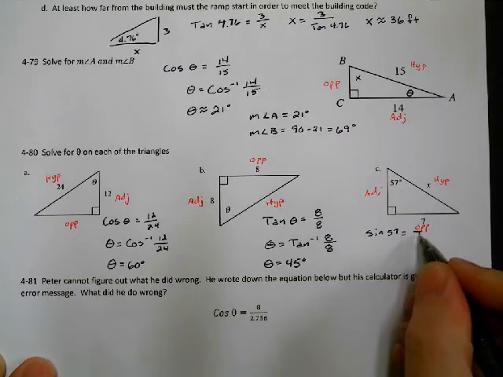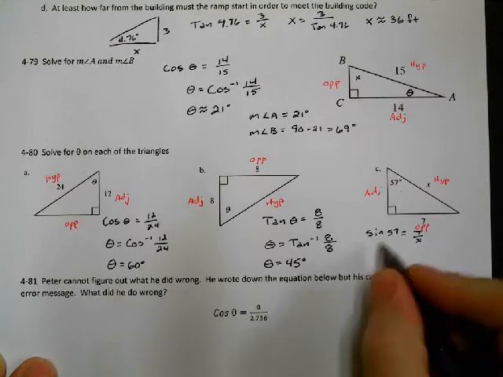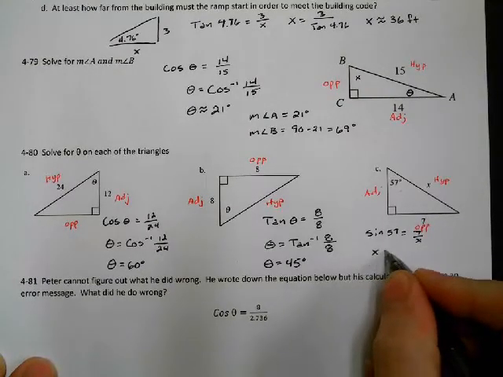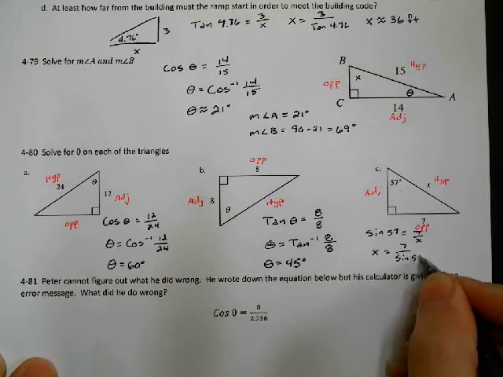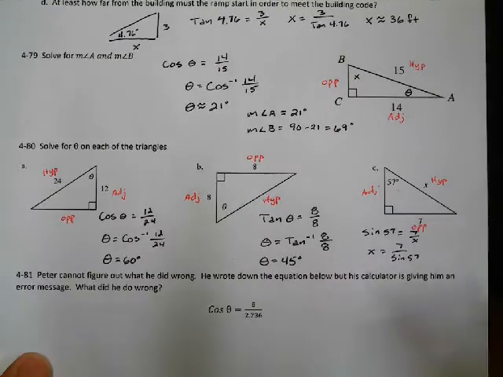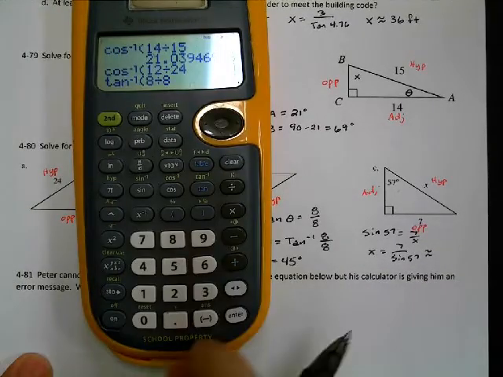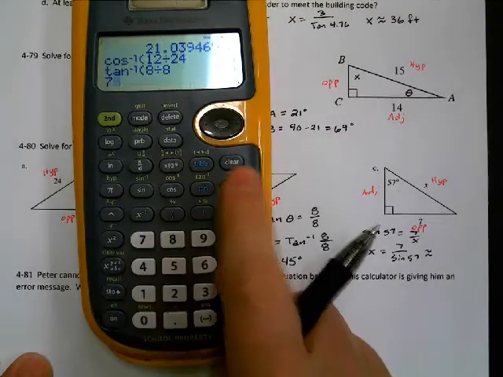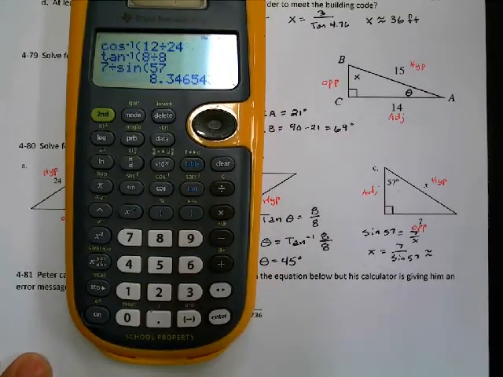There's not a lot of room for that one. So we would exchange the extremes, and we get x is equal to 7 over sine of 57. So I'm not using the inverse sine on this one because I already know the angle. We only use inverse when we're looking for the angle. So this ends up being approximately, let's see, 7 divided by sine of 57, 8.3465. Let's just call it 8.3.